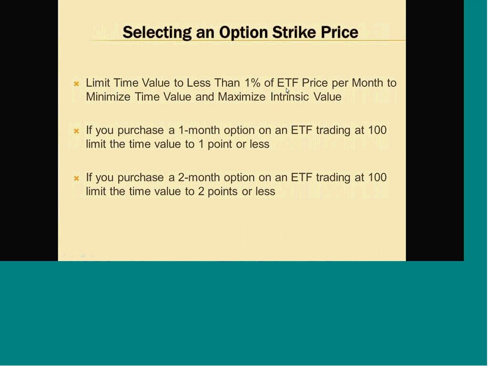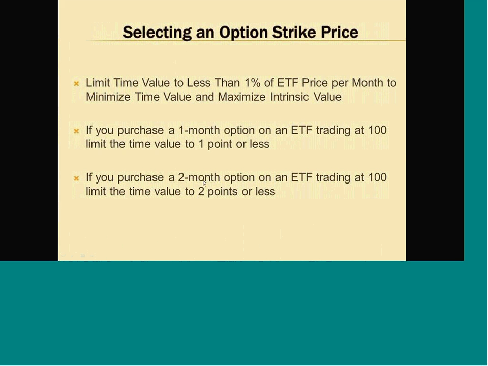So as an example, if you were going to purchase a 1-month option on an ETF that was trading at 100, you want to limit the time value of that option to 1 point or less, which is 1% of the 100 price of the ETF. And if you're purchasing a 2-month option and the ETF is trading at 100, then you want to limit the time value to 2 points.